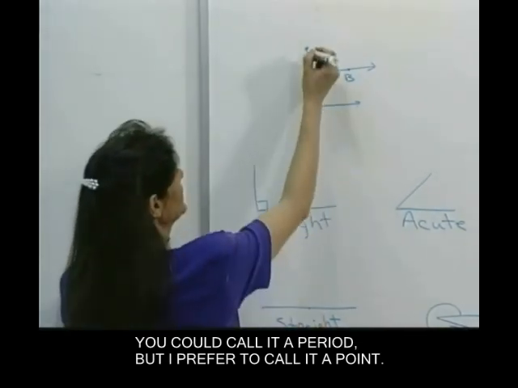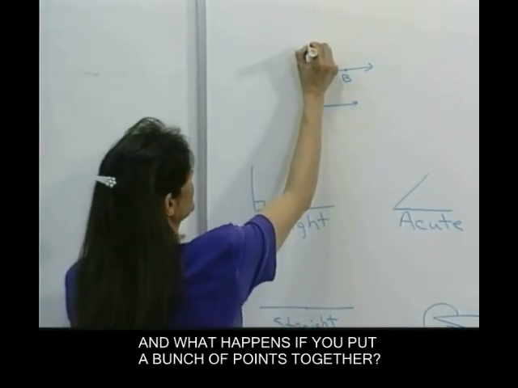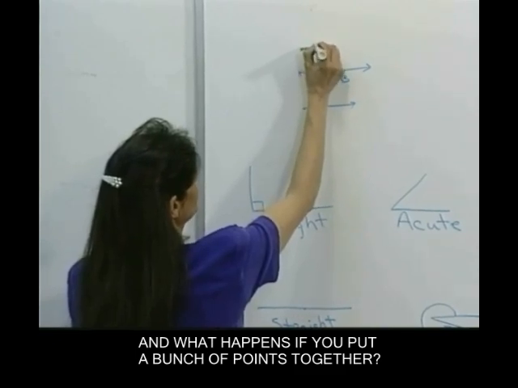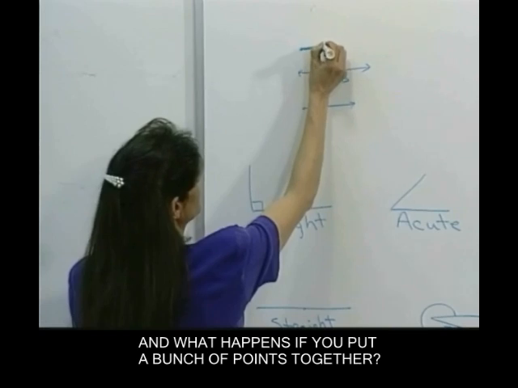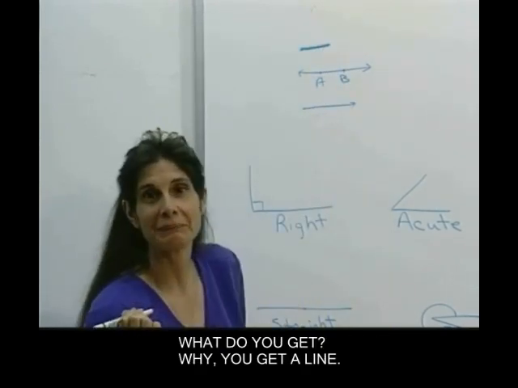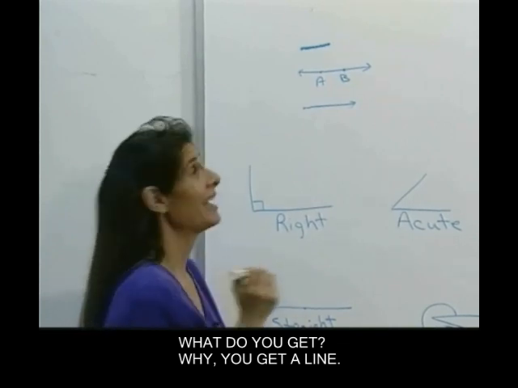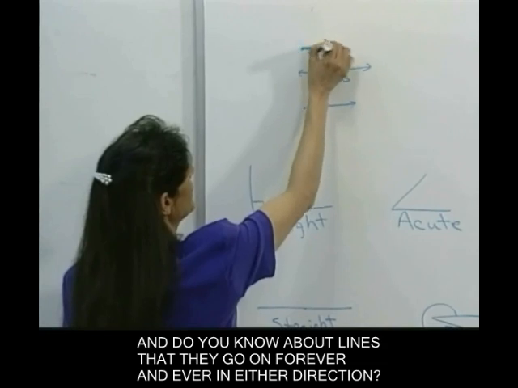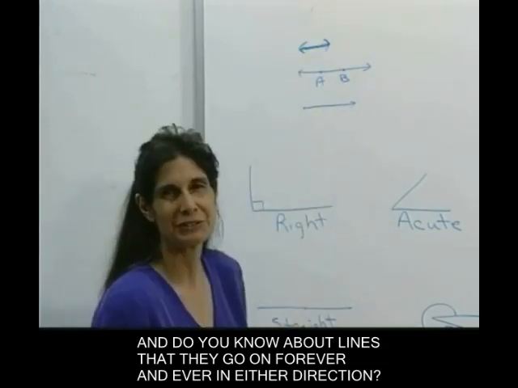call it a point. And what happens if you put a bunch of points together? What do you get? Well, you get a line. And do you know about lines that they go on forever and ever in either direction?